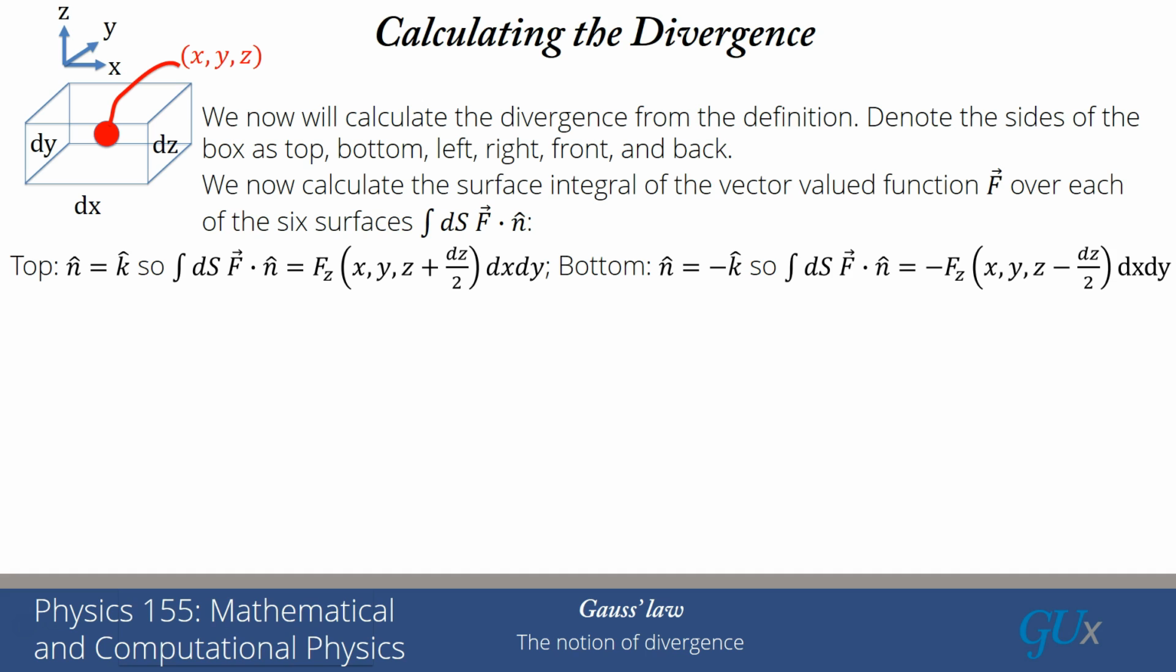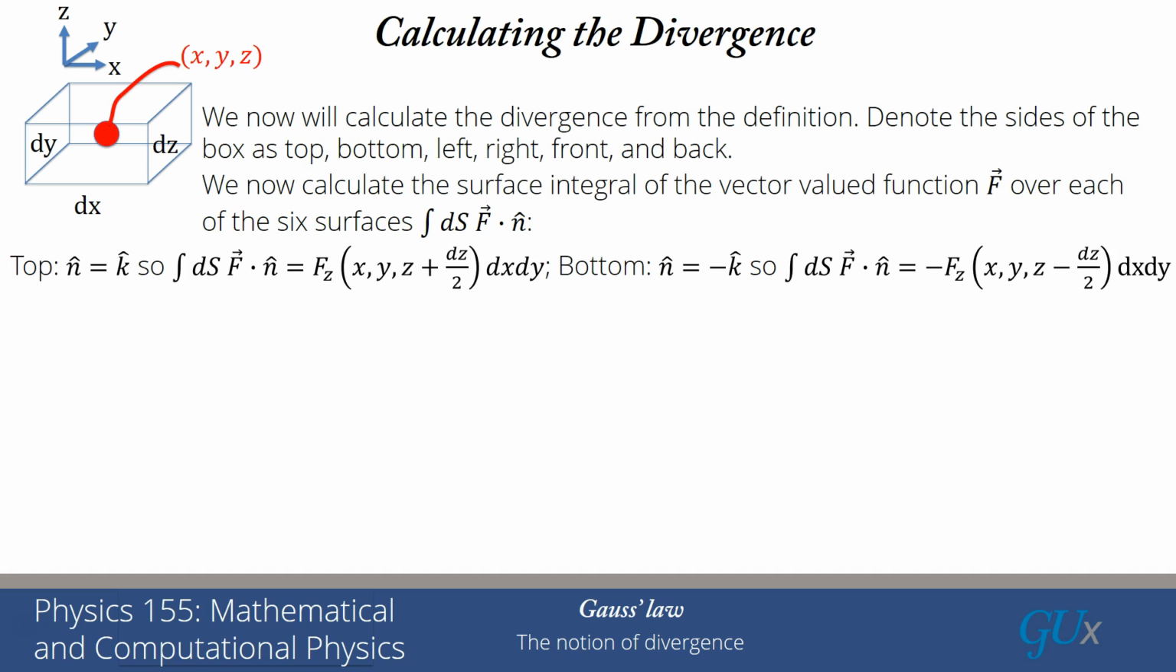But I am taking into account the fact that there might be some variation of fz with z, so I'm going to write it as z plus dz over 2. You'll see in just a moment why that is an important thing to do and why it's okay for us to neglect the dx dy dependence in the first two components, but we cannot neglect it in the third component, okay? So please keep that in mind.